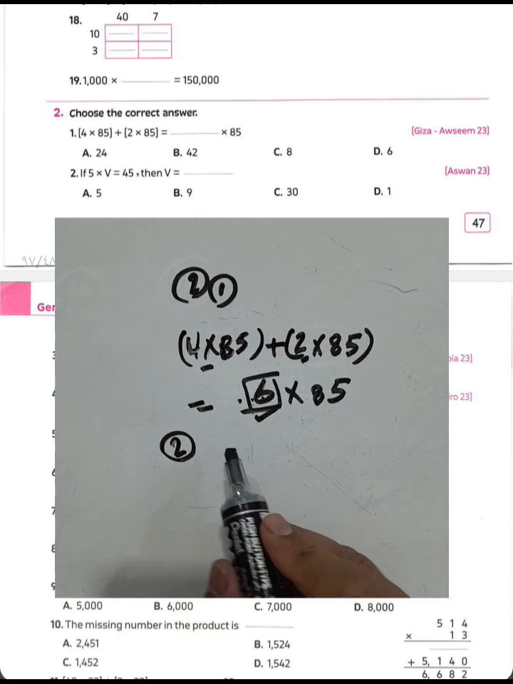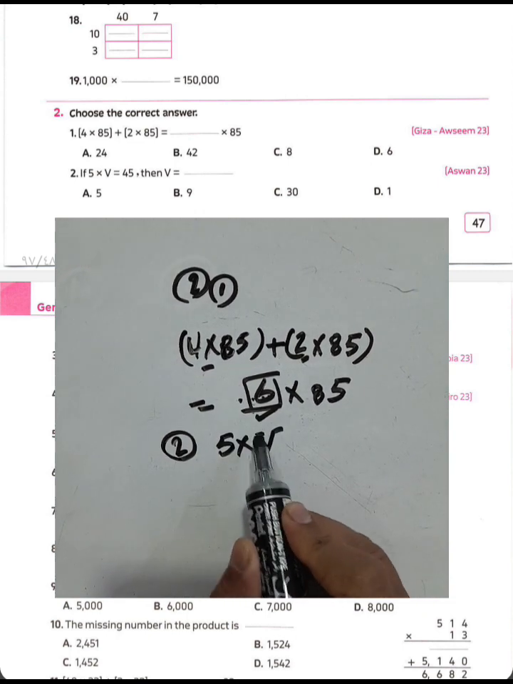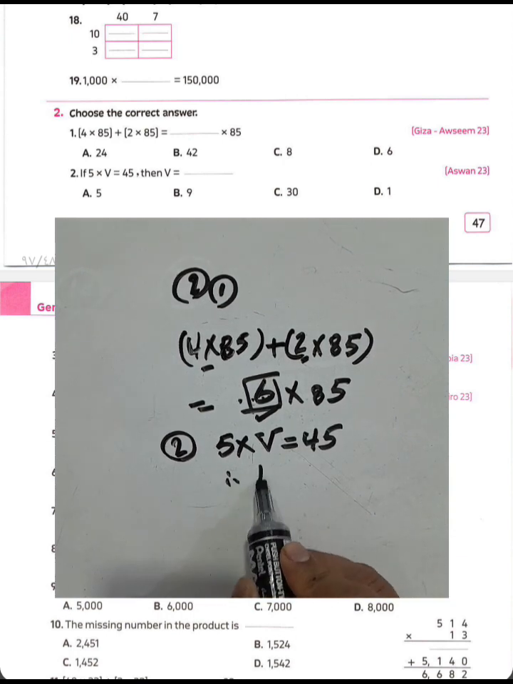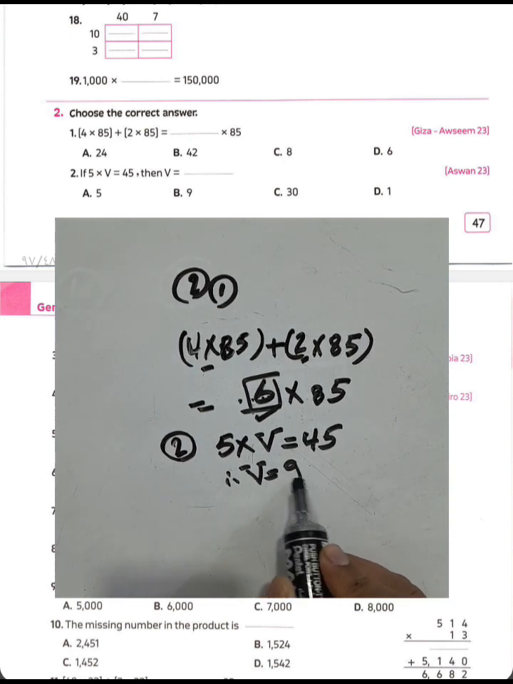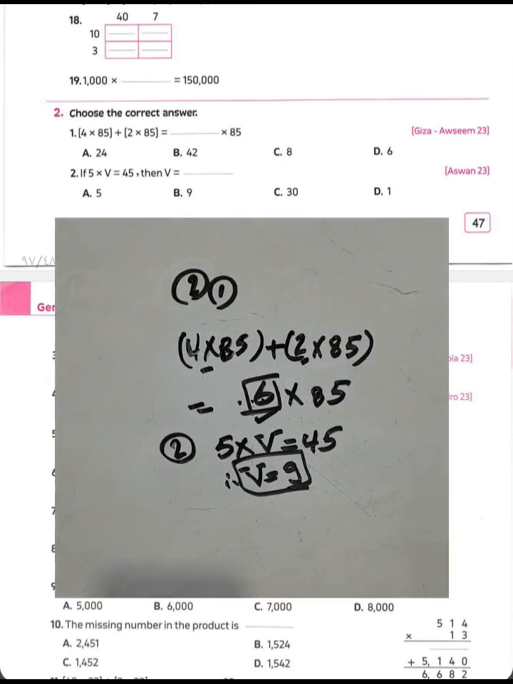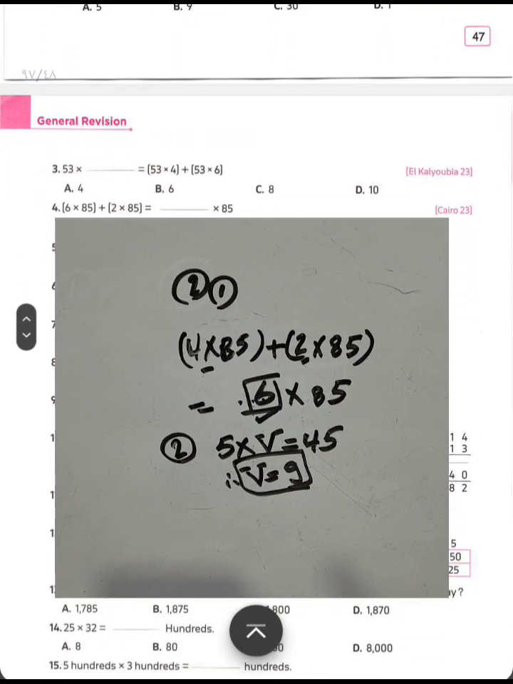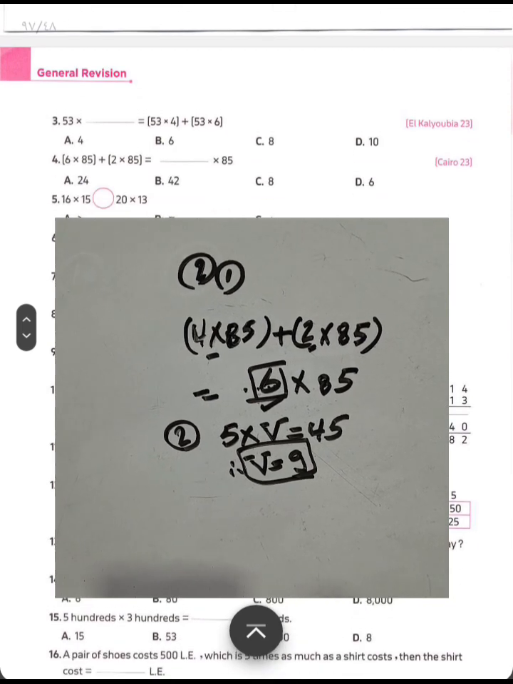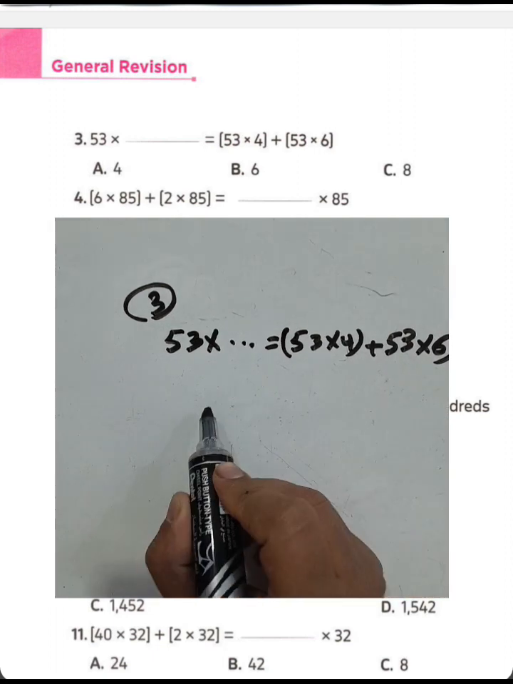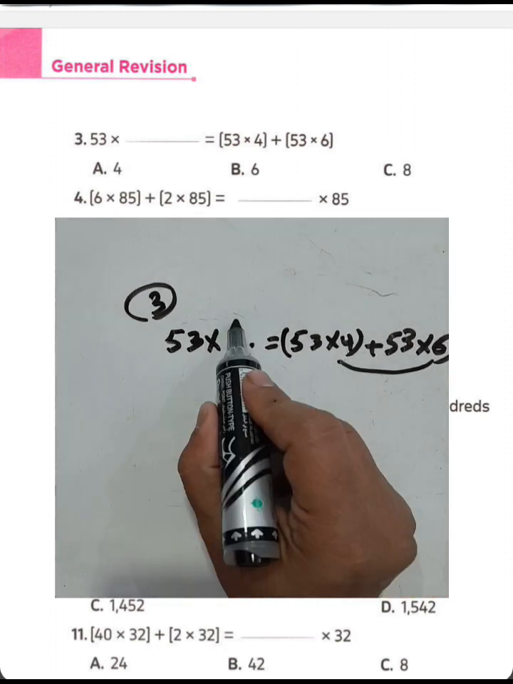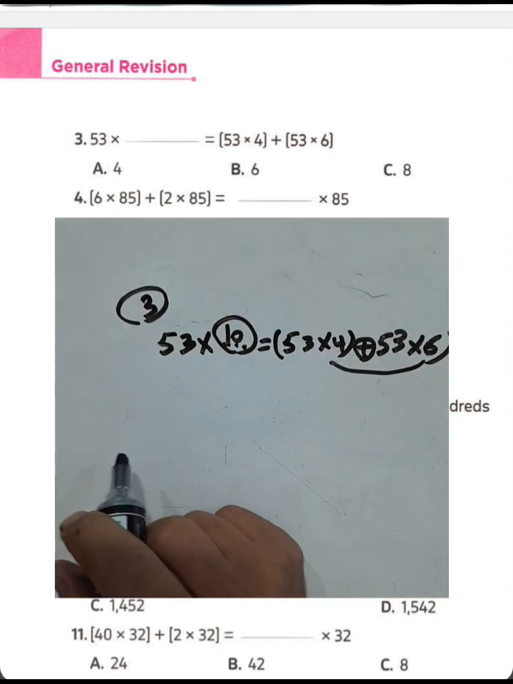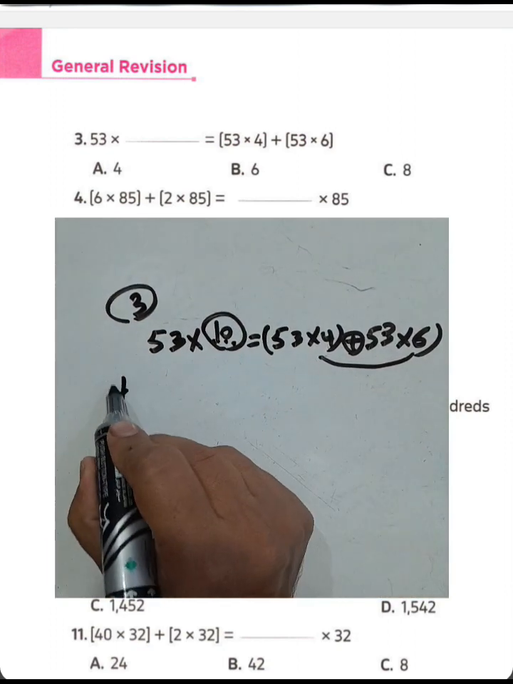Question number 2. If 5 times V equals 45, then V equals 45 divided by 5. 45 divided by 5 equals 9. Then V here equals 9. Question 3. 53 times what equals 53 times 4 plus 53 times 6. We must add 4 plus 6, it will be 10. Write 10 in the space.